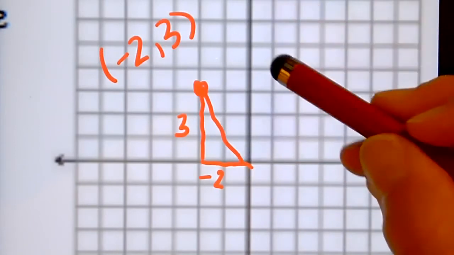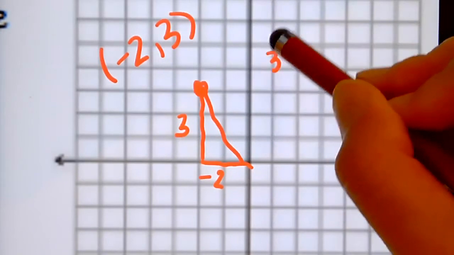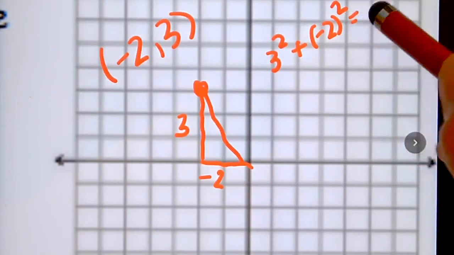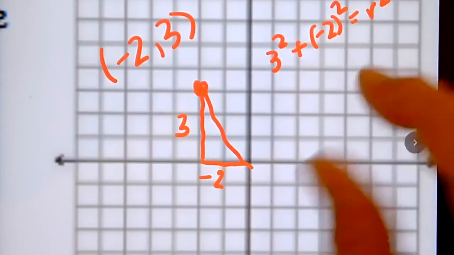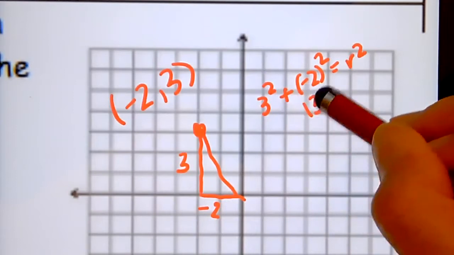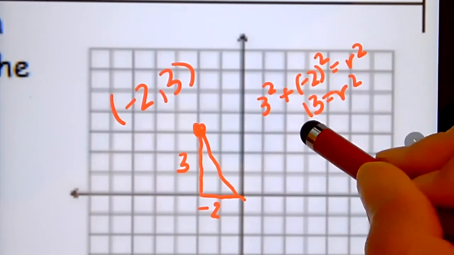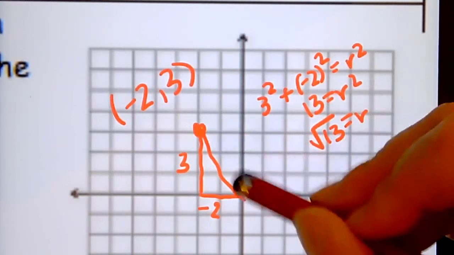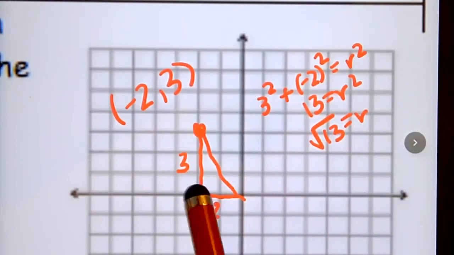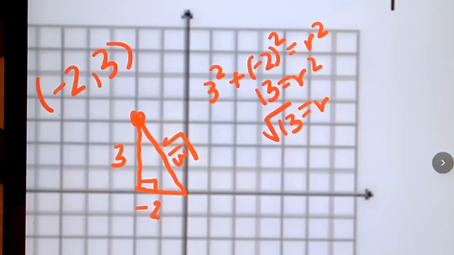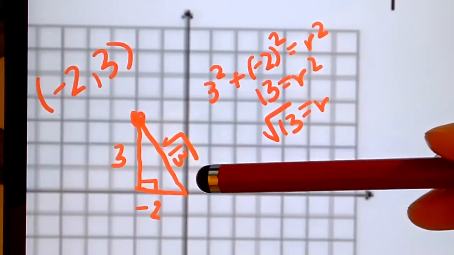To find this, I'm going to use the Pythagorean theorem. So I'm going to do 3 squared plus (-2) squared equals our radius squared. Okay, so I'm going to get 9 plus 4, or 13, equals r squared. So the square root of 13 is r. So this radius here, this hypotenuse, let me draw my right angle, is radical 13.